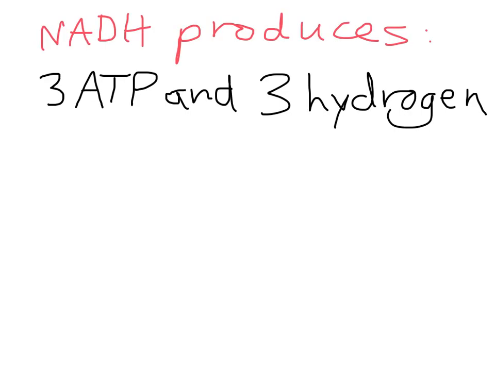Each molecule of NADH produces 3 ATP and 3 hydrogen ions, while each molecule of FADH2 makes 2 ATP and 2 hydrogen ions. When the 2 electrons have left the cytochrome oxidase, they combine with oxygen and hydrogen to form water. In the end, the goal of the ETC is to create an electrochemical gradient in order to power ATP synthesis. The end.